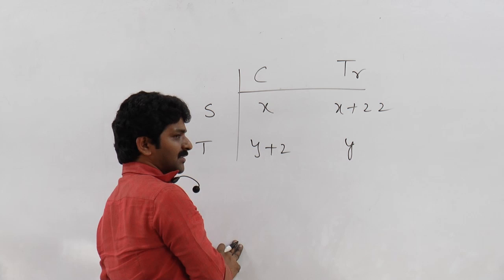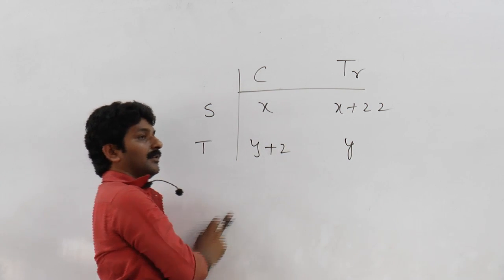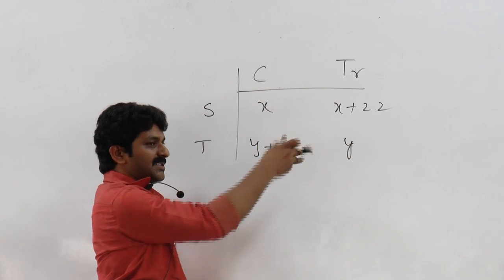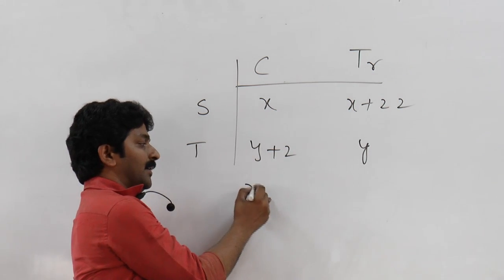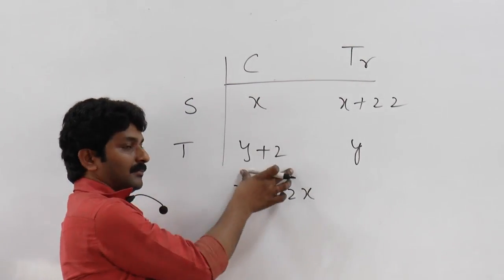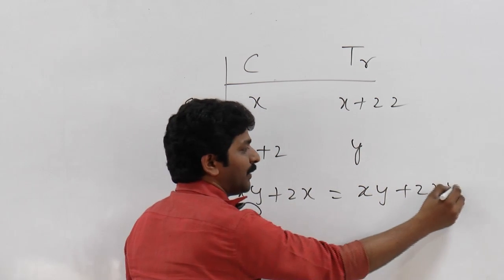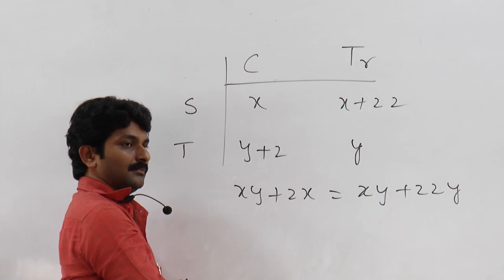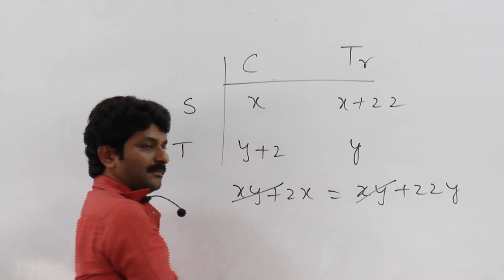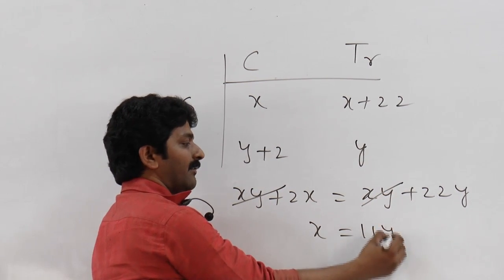Will you get answer from this? Distance travelled in first case is same as distance travelled in second case. xy plus 2x should be same as xy plus 22y. Yes or no? Cancel. x is equal to 11y.